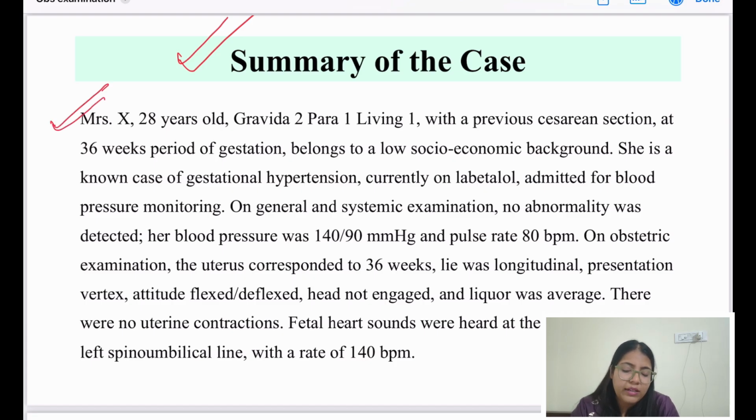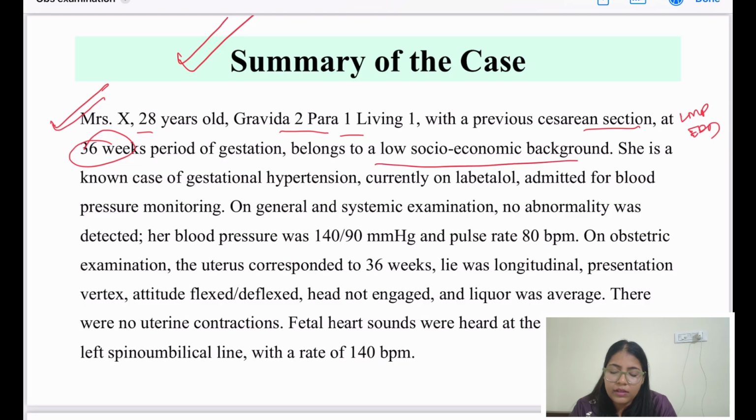So my example is Mrs. X, 28 years old. She is gravida 2, para 1, living 1, with previous 1 cesarean section, at 36 weeks period of gestation. You can mention LMP and EDD also. Belonging to lower socioeconomic class. She is a known case of gestational hypertension, currently on labetalol, if the patient had told you, currently admitted for blood pressure monitoring. On general and systemic examination, no abnormality was detected. Her BP was 140/90 mmHg and pulse rate 80 beats per minute.